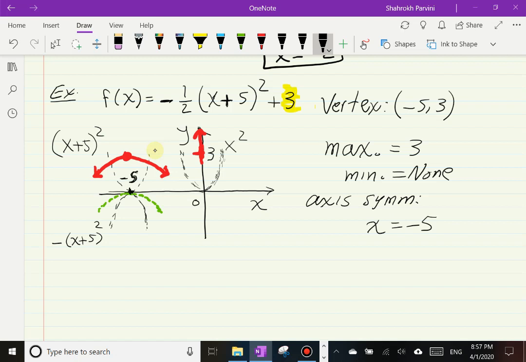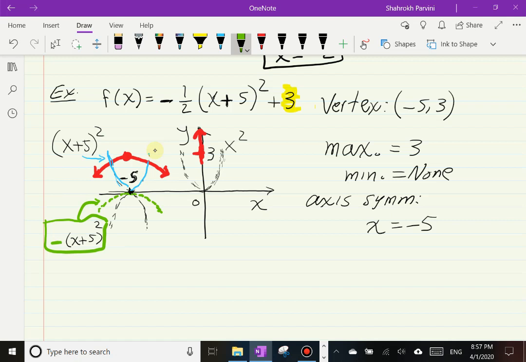That's 5 on the left side. And then what I did is I reflected it. That's the green. So let me use blue. The blue curve here, this one. This one is (x + 5) squared. And then I reflected it with the green, and the green one is actually this one. This is the green parabola right in here. And then because of -1/2, I made it flatter also.